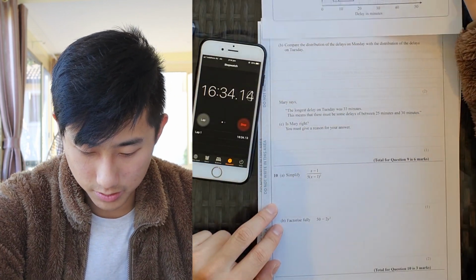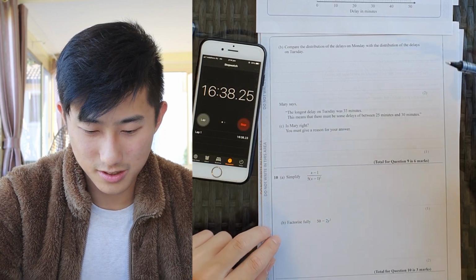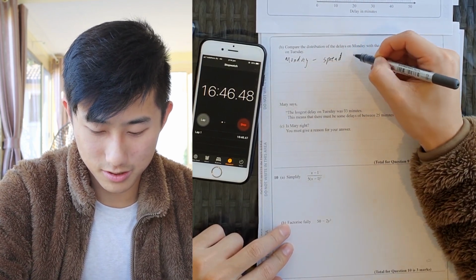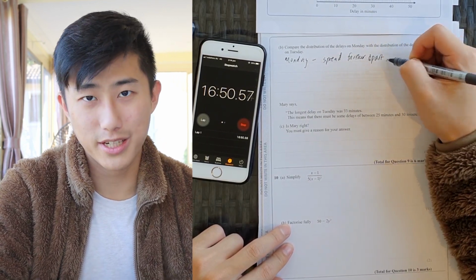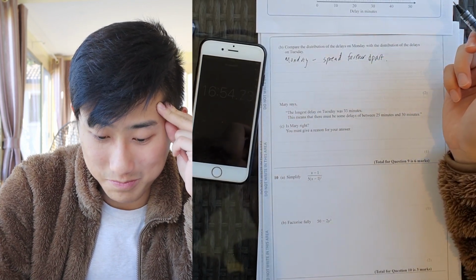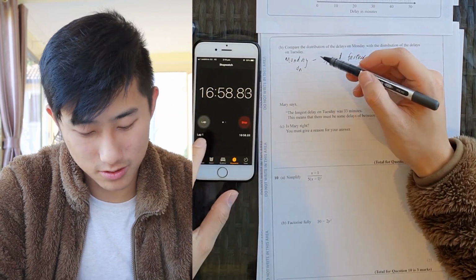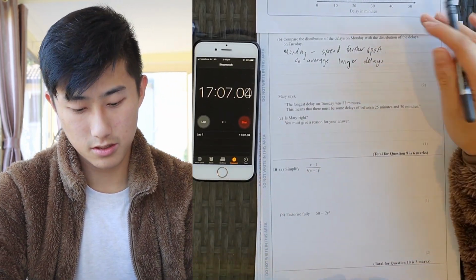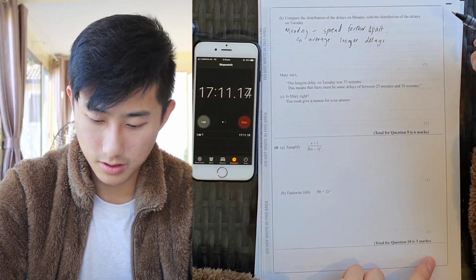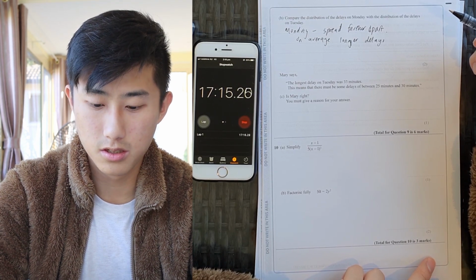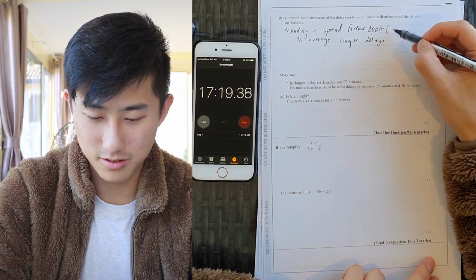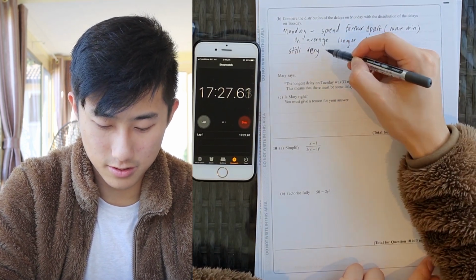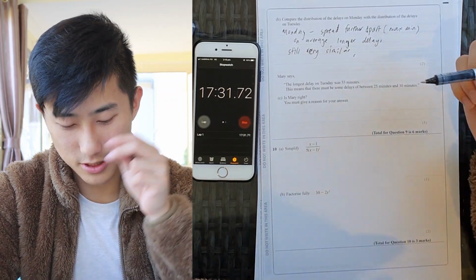Compare the distribution of the delays on Monday with the distribution. I don't know, what can I say? Monday spread further apart. This is one of those questions that we kind of have to do in some maths tests. On average, it was longer. Longer delays. What else can I say? Max, min, roughly is still very similar. I don't know what this is looking for. I've never done a question like this before.